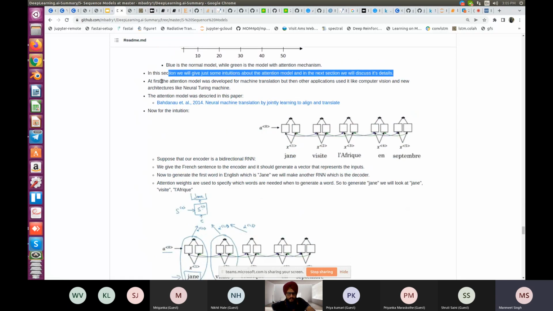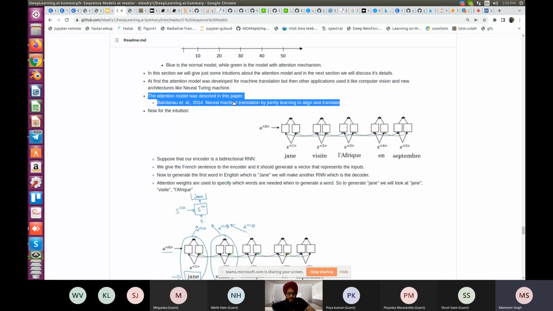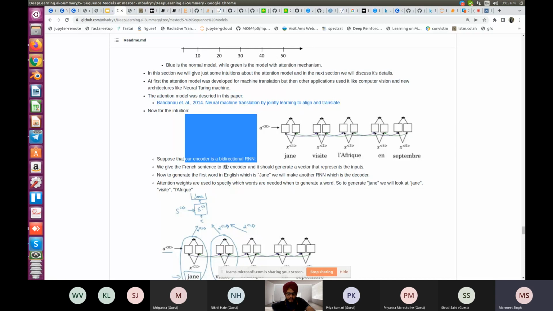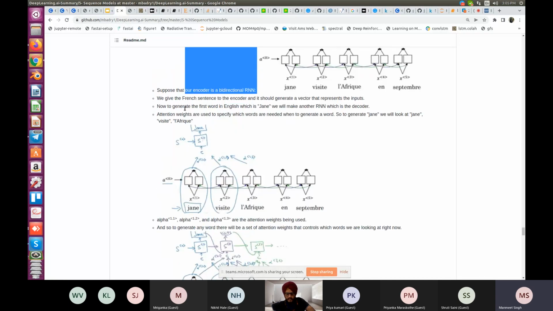At first, the attention model was developed for machine translation, but these days it is used in computer vision and in new architectures such as the neural Turing machine. The attention model was described in the paper "Neural Machine Translation by Jointly Learning to Align and Translate". Now for intuition, this is your French input, and suppose your model is a bidirectional RNN. We have already discussed what bidirectional LSTMs are.